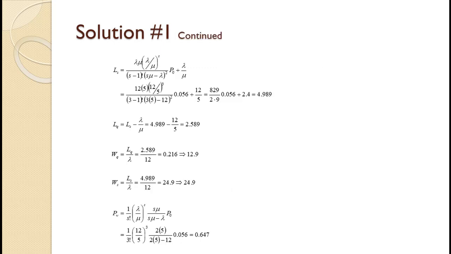The remaining calculations are shown on the screen. Pause the video and examine these in detail. There are, on average, almost 5 customers in the system with an average of almost 2.6 waiting to be served. The average time in the system is 25 minutes and the average wait is 13 minutes. There's almost a 65% chance that a customer will have to wait for service.